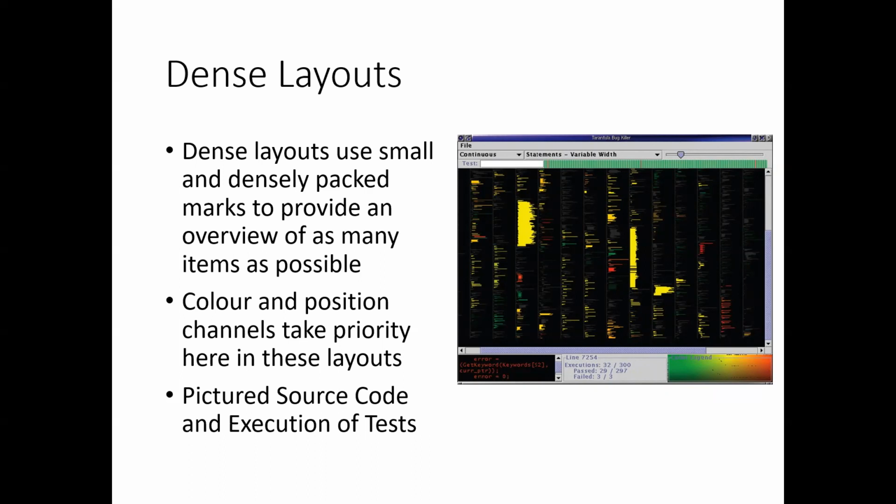And I believe red here is code that is less executed, whereas green has been well tested and yellow is somewhere in the middle.